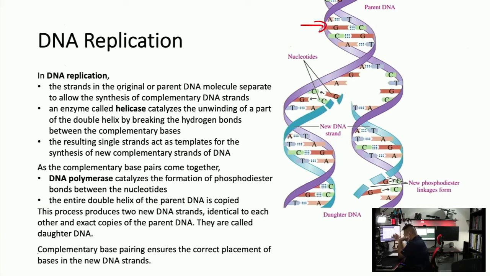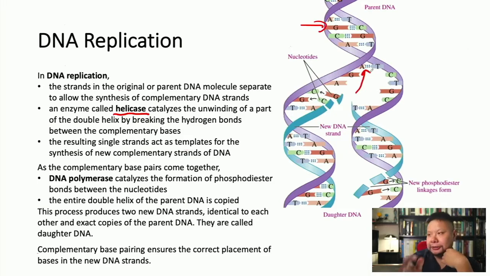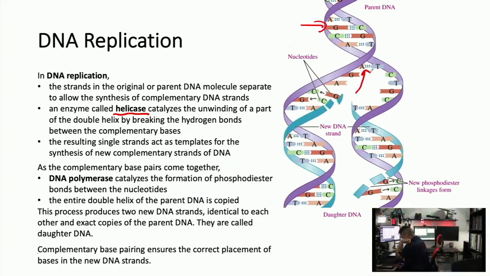So how do you access it? Well, you have to actually split them, right? You have to unwind them through their hydrogen bonds, and you can unzip them so that you can expose those nitrogenous bases on each strand, using an enzyme called helicase. Helicase goes through and unwinds the DNA through its hydrogen bonding all the way up the middle and unzips it. Okay?